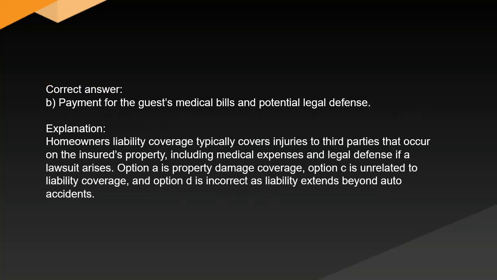Correct answer. B. Payment for the guest's medical bills and potential legal defense. Explanation. Homeowner's liability coverage typically covers injuries to third parties that occur on the insured's property, including medical expenses and legal defense if a lawsuit arises. Option A is property damage coverage. Option C is unrelated to liability coverage. And option D is incorrect as liability extends beyond auto accidents.